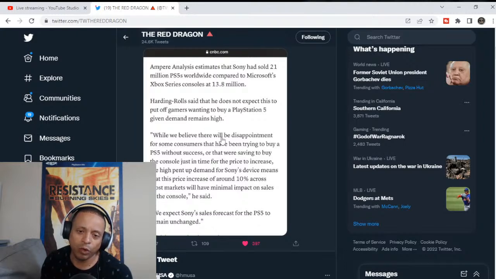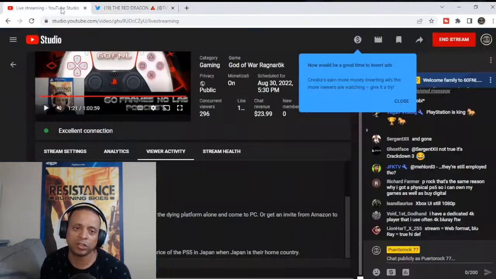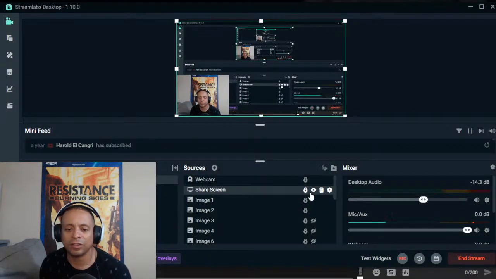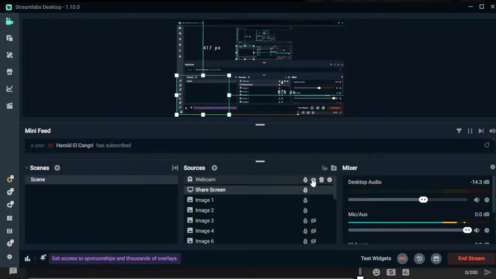While we believe there will be disappointment for some consumers that have been trying to buy a PS5 without success, or that were saving money to buy the console just in time for the price to increase, the high pent-up demand for Sony's device means that this price increase of around 10% across most markets will have minimal impact on sales of the console, he said. We expect Sony's sales forecast for the PS5 to remain unchanged. So some market analysts feel that it's not going to change.